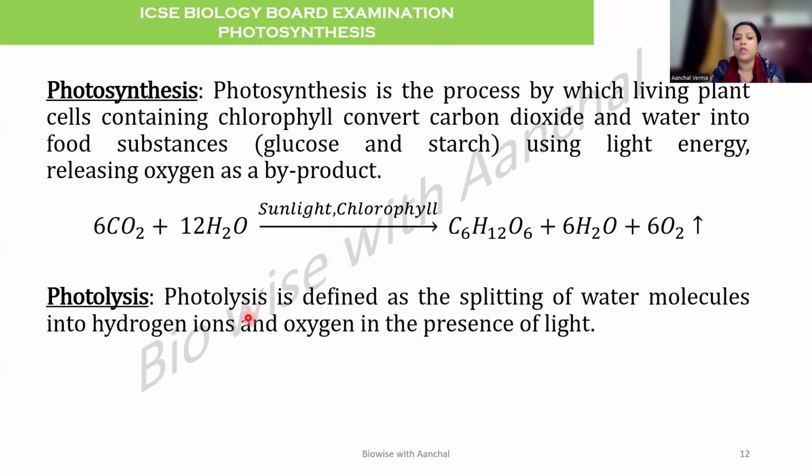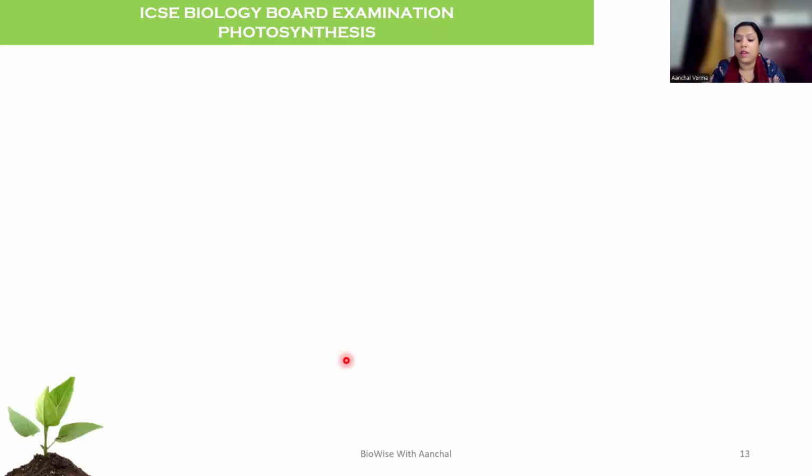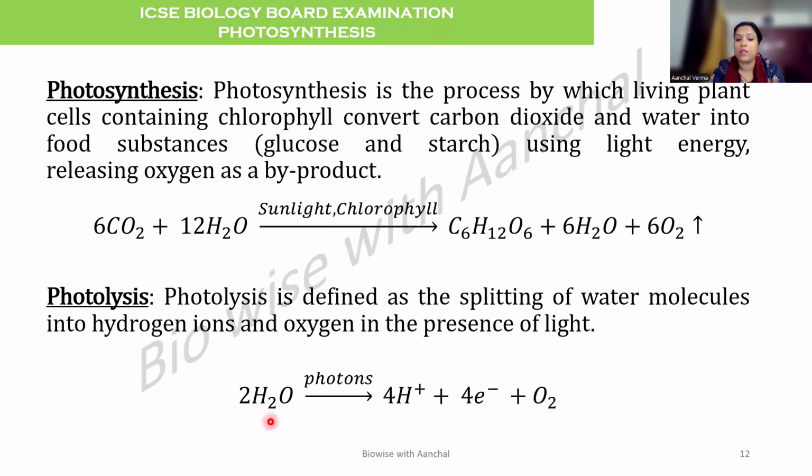What is photolysis? Photolysis is defined as splitting of water molecules into hydrogen ions and oxygen in the presence of sunlight. Okay, now this is the reaction. You can see here water. Photon is very important because it happens in the presence of sunlight. So hydrogen ions, electrons, and oxygen is produced. Oxygen is a byproduct of photolysis of water. So which molecule gives you oxygen? It is water molecule.